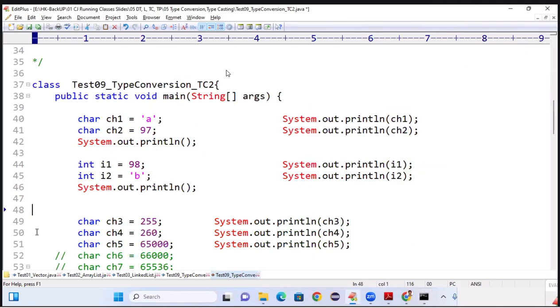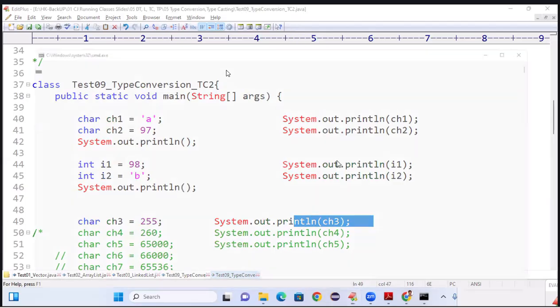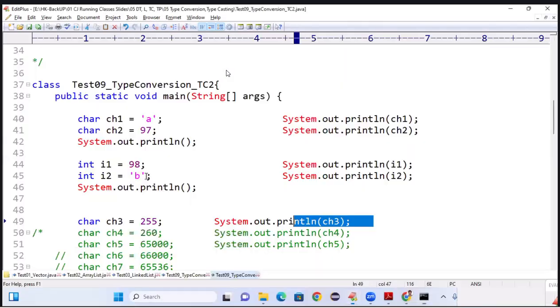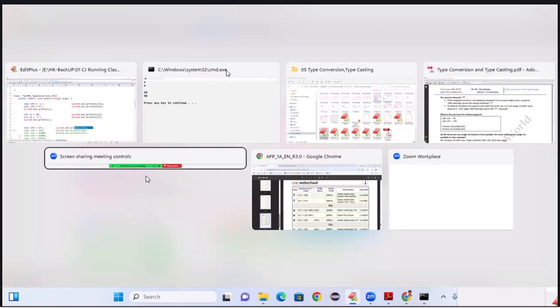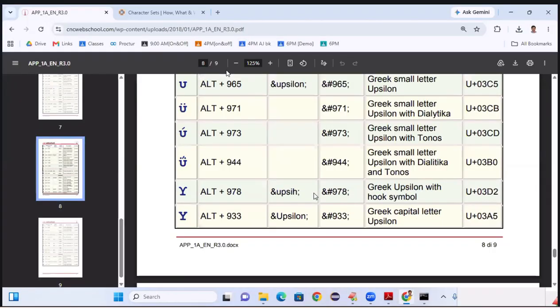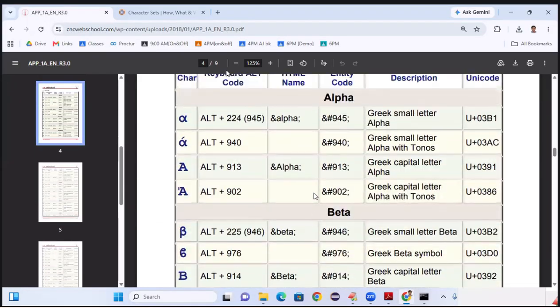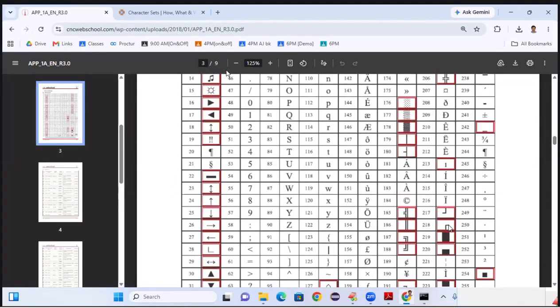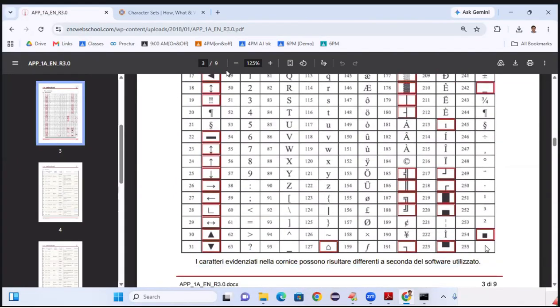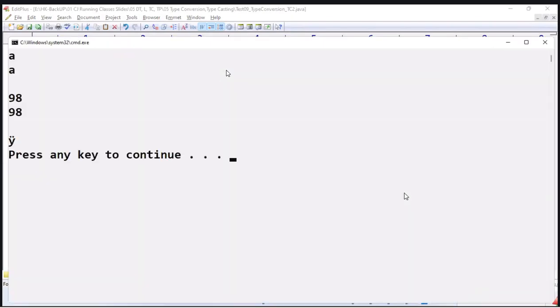Now tell me, if I assign 255, what is printed? What is the matching character for 255? Where is 255? Here, 223. Okay, 255 is what? Empty, maybe space. Okay. Control. What is coming? Some special character is coming.